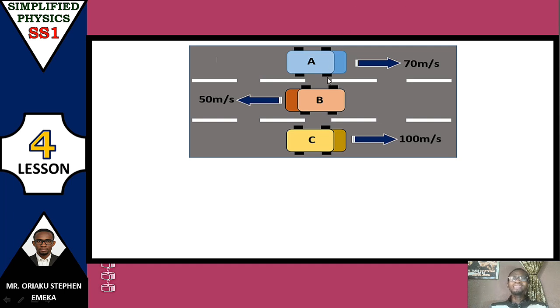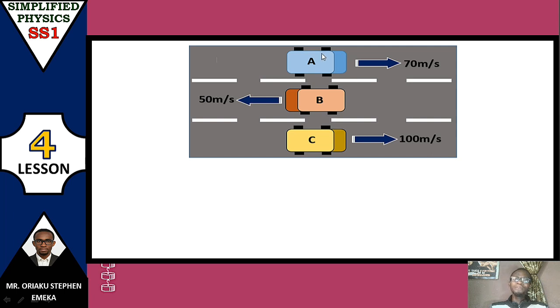Now if you are seated in A, looking at yourself in A, it's as though you are not moving. But when you observe C, which is moving in the same direction, you see that C is moving slightly ahead of you. Why? Because the speed of C is higher than yours. So somebody in A will see C moving at 100 minus 70, that is 30 meters per second, in that same direction.